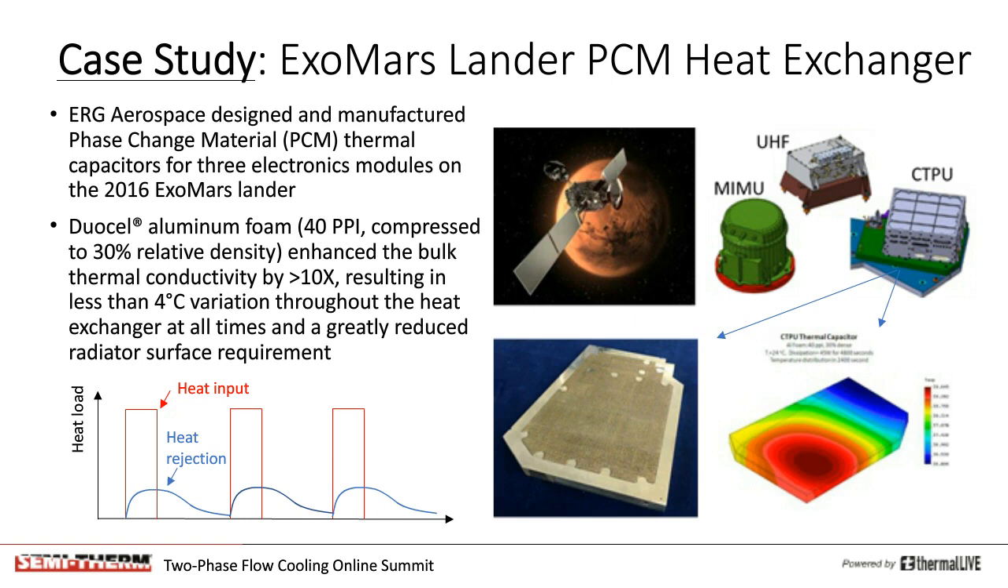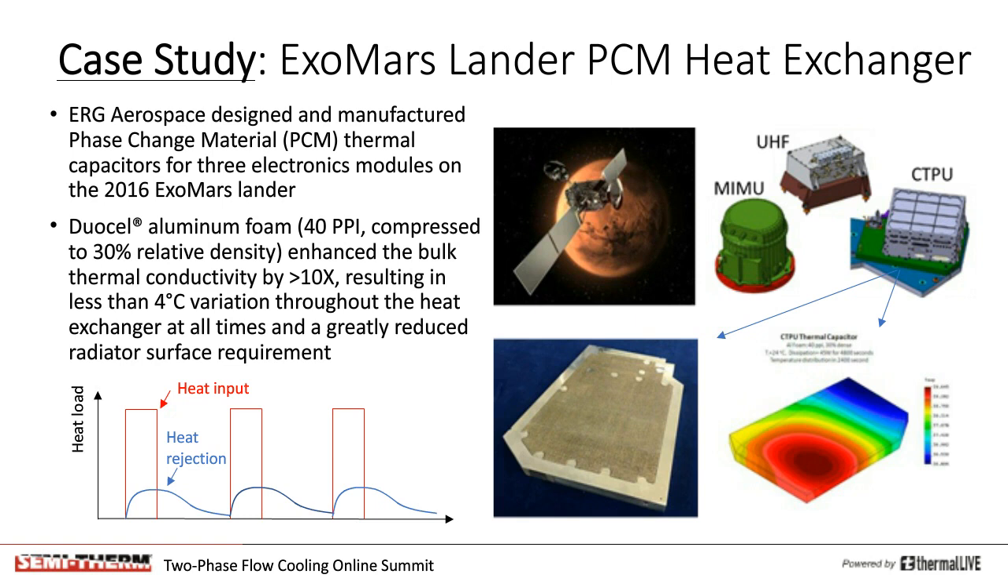In this application, ERG Aerospace designed 3 phase change material heat exchangers using 40 pores per inch dual-cell aluminum foam compressed to about 30% relative density as a conductive metal matrix that was infused with the phase change material. This resulted in a 10-fold increase in effective thermal conductivity and less than 4 degrees in temperature gradient at all times during operation.